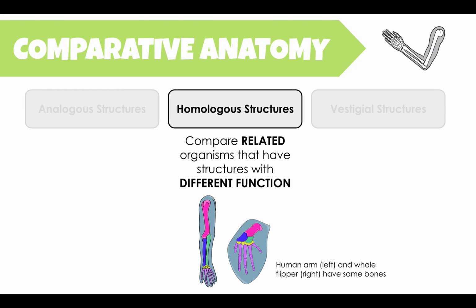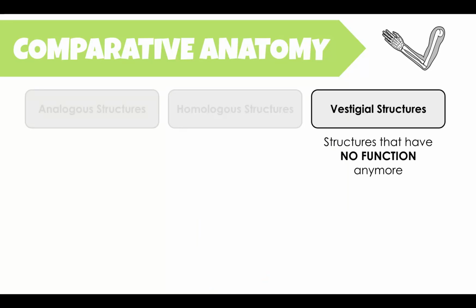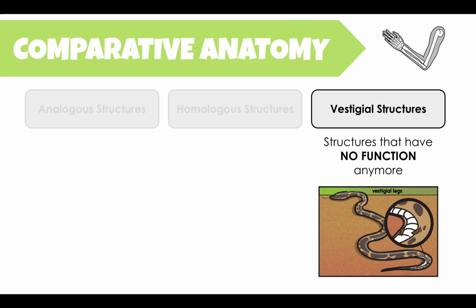So this tells us that humans and whales must be related to one another. Because we have the exact same bones, we must have evolved from some common ancestor that also had these bones. But through time, we are now using the structure for different functions. And then lastly, we have vestigial structures. So these are structures that no longer have any function anymore.